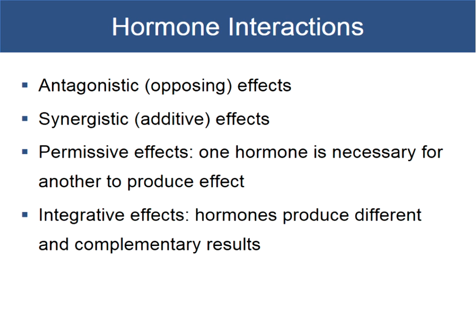We have permissive effects, like a releasing hormone from your hypothalamus that tells your pituitary gland to release melanocyte-stimulating hormone or oxytocin or any of those hormones that are released from the pituitary gland. And then you have integrative effects. At any point in time, you don't just have one hormone that's circulating. So you have multiple hormones that are circulating doing very different things.